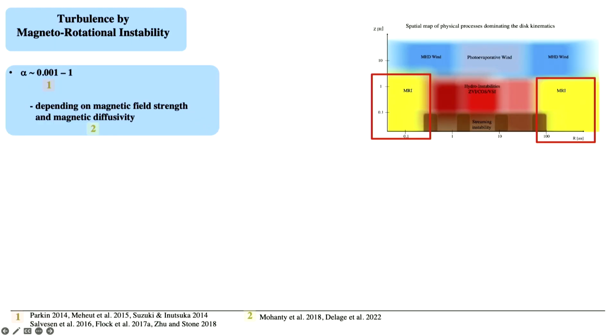Okay, so let's start with the MRI. In PP6, a lot of people said, well, the MRI is dead. But I want to remind you, the MRI is still important. Not only for the inner parts, where we know that it drives the required accretion with an alpha stress on the order of 10^-3 up to unity, depending on the magnetic field strength and also on the magnetic diffusivity. And in the outer parts, the MRI can also become important.